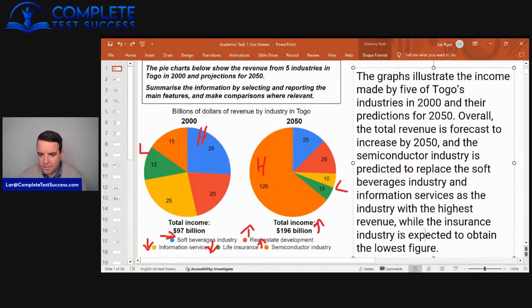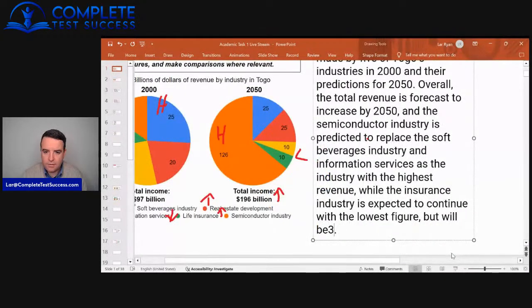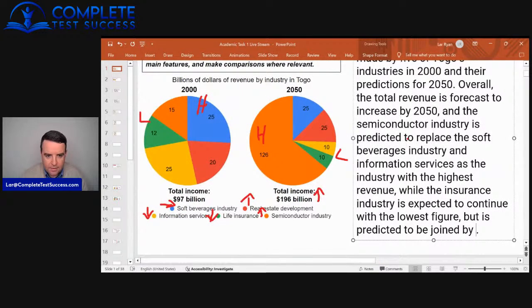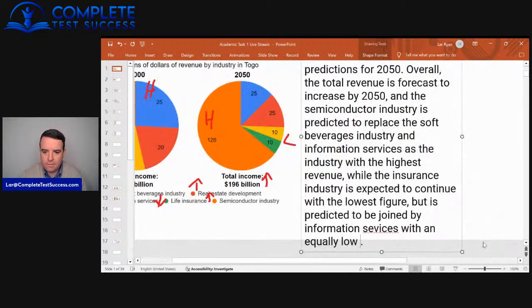While the insurance industry is expected to continue with the lowest figure, but will be joined, or not will be, but is predicted to be joined by, now what's the yellow one? Information services. With an equally low value.